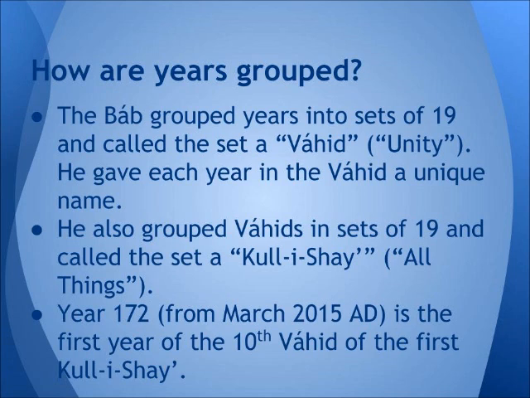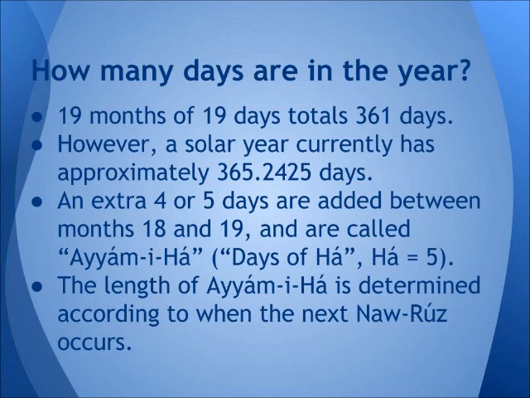He also grouped Vahids in sets of 19 and called the set a Kulishe, all things. That's what Kulishe means, all things. Year 172, that is from March 2015 AD, is the first year of the 10th Vahid of the first Kulishe. Now there are 19 months of 19 days in each Baha'i year, and this totals 361 days. However, a solar year currently has approximately 365 days.